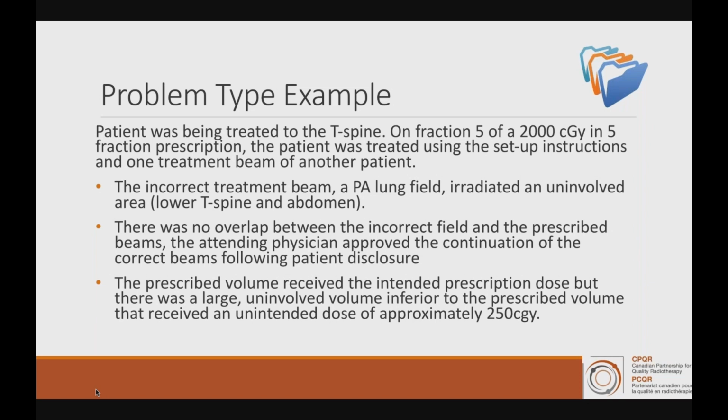So, another problem type example. The patient is being treated to the T-spine. On fraction 5 of a 2000 centigray 5 fraction prescription, the patient was treated using the setup instructions and one treatment beam of another patient. The incorrect treatment beam, a posterior anterior lung field, irradiated an uninvolved area, the lower T-spine and abdomen. There was no overlap between the incorrect field and the prescribed beams. The attending physician approved the continuation of the correct beams following patient disclosure.